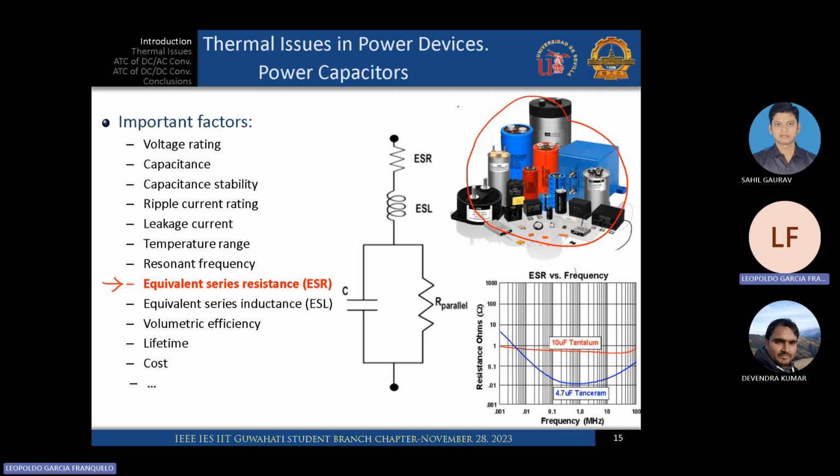Why? Because all the current will flow through this resistance. So we will have Joule losses inside the capacitor, and this will create an increase of temperature that is very important, as we will see later. The ESR may be almost constant with the frequency, or may be very different with the frequency, with the harmonics.